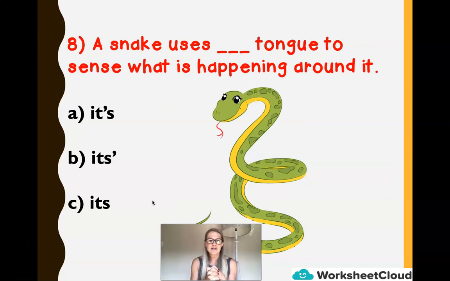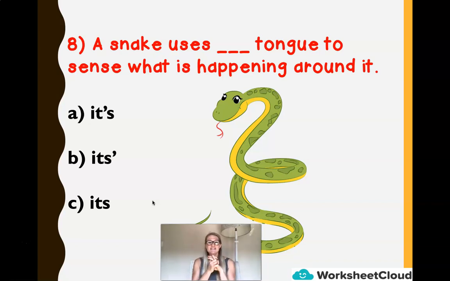Right. Number 8. A snake uses its tongue to sense what is happening around it. So an interesting fact for those of you that maybe don't know this, but snakes actually smell with their tongue. That's why you see snakes with their tongue slithering out of their mouth quite often, because that is how they actually smell the world around them. So they've got an incredible sense of smell, and it's amazing how they can use their tongue to just sense what is around them and to smell what is around them.